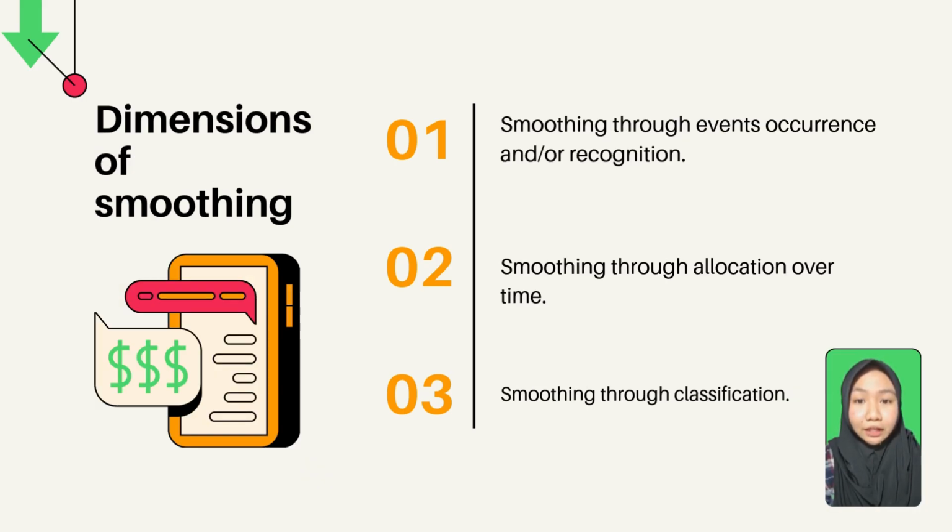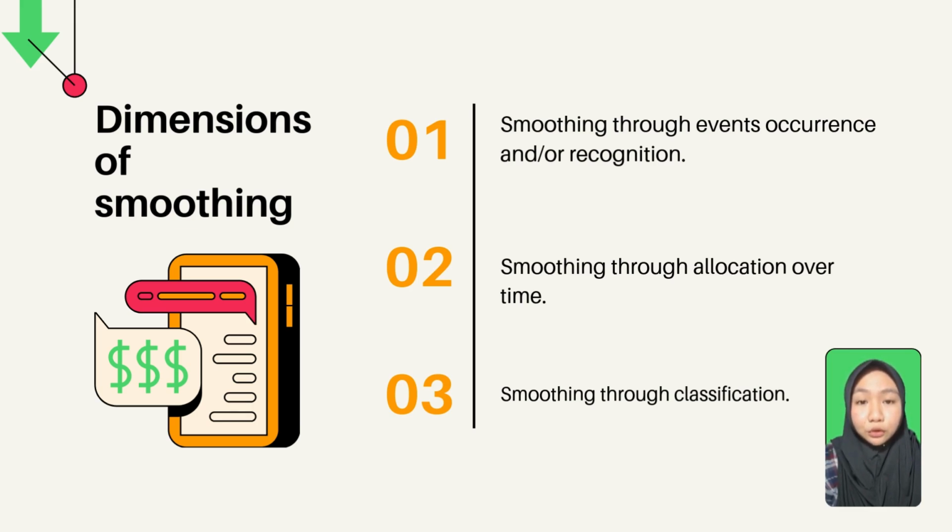Dimensions of income smoothing. The first one, smoothing through events occurrence and/or recognition. This dimension involves controlling when revenue or expenses are recognized in the financial statements. Event occurrence is managing when a transaction or event actually happens, and event recognition is adjusting the timing of when the event is recorded in the books even if it already occurred. The purpose is to make income appear more stable by moving revenue or expenses between periods.